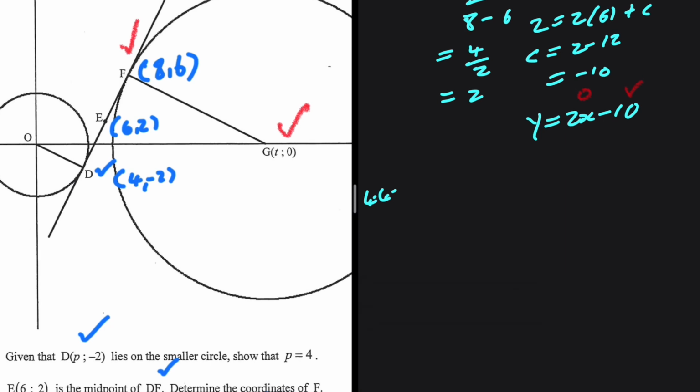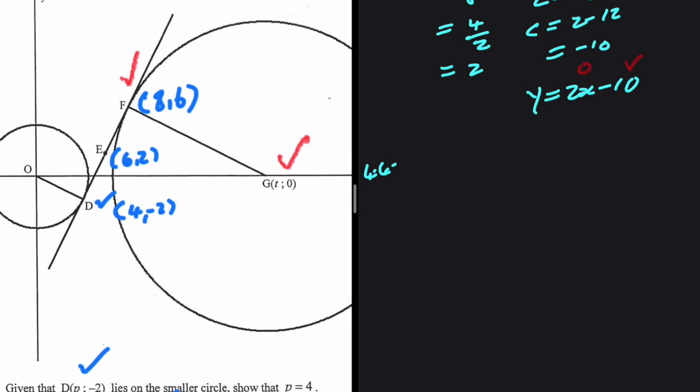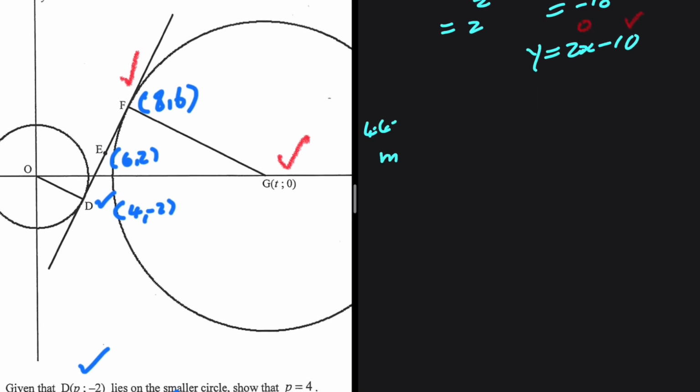DF is the tangent to the smaller and the larger circle. That tells us that m of tangent multiplied by m of the radius, GF is the radius, as you can see, m of GF should be equal to minus 1. The gradient of the tangent is 2, like we calculated above. So we have 2 multiplied by the gradient of GF, which is equal to minus 1.